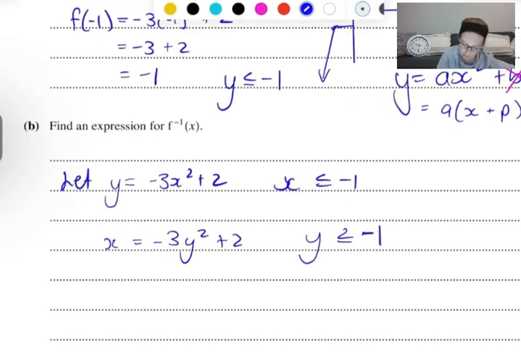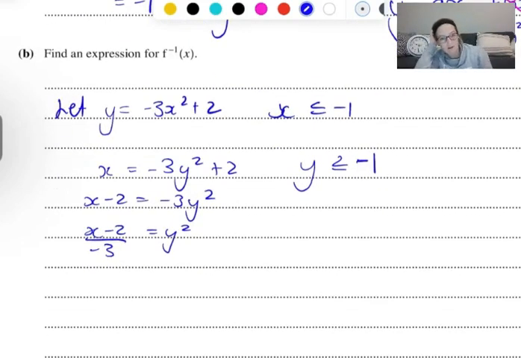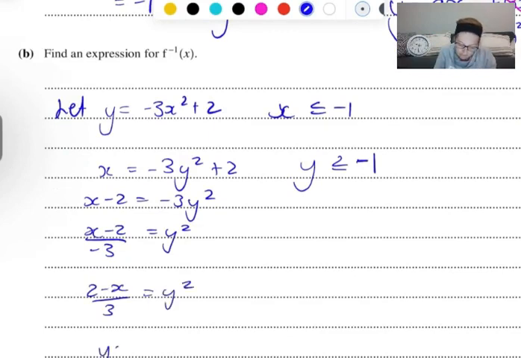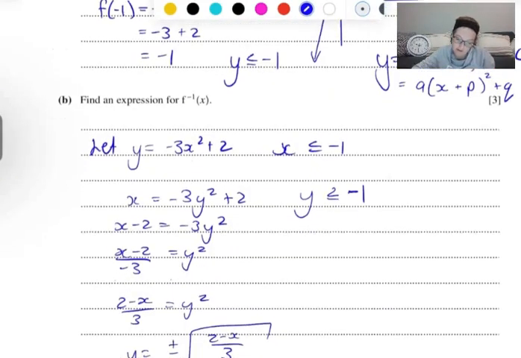Now I'm making y the subject of the formula. x minus 2 divided by -3. All I see here is a lot of minus signs, so I'm actually going to take out a minus sign. Now if I make y the subject, I square root both sides, so I've got a plus or a minus. But it's not actually the plus and the minus that I want.